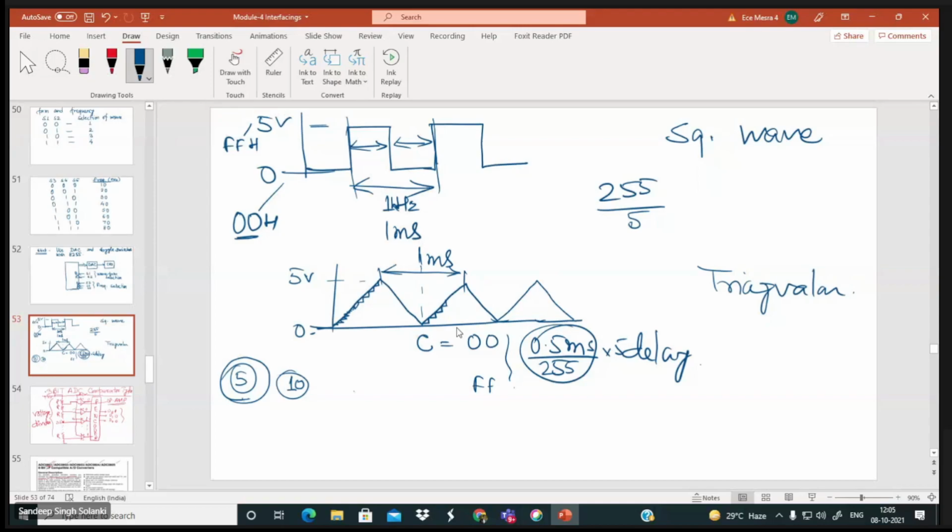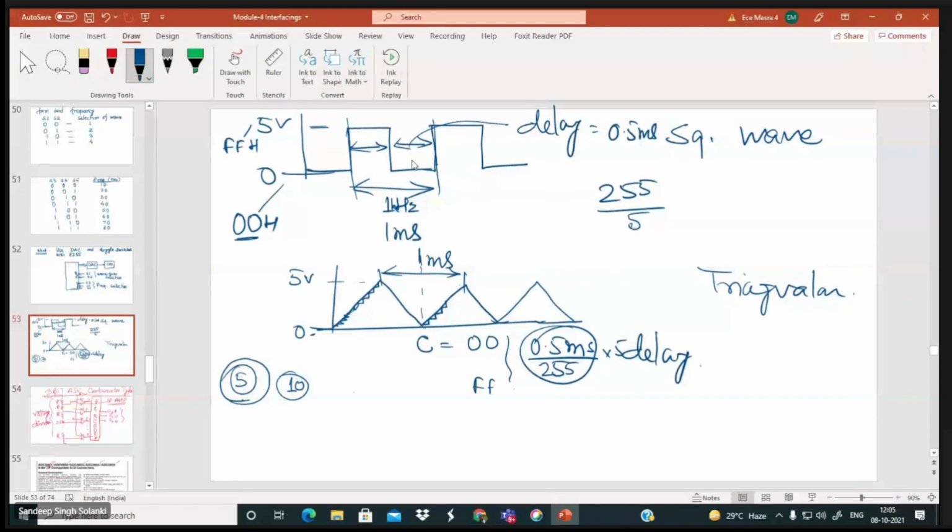Then 0.5 millisecond needs to be within this much of count. So you have to divide it and then multiply by 5. You will get that much of delay. Okay, for this, the delay will be 0.5 straightaway. Here the delay will be 0.5 straightaway for both the sides. But here this will be the thing.